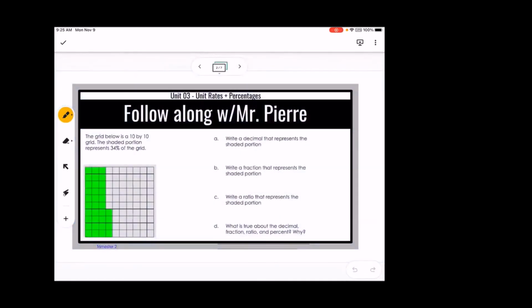About percentage, we're talking about a total of 100 and a certain amount out of 100. So below, follow along with Mr. Pierre, and this is where, as I said, my goal for trimester 2.